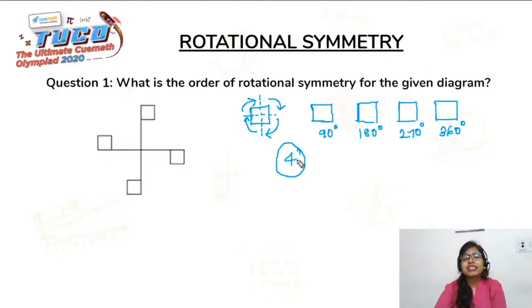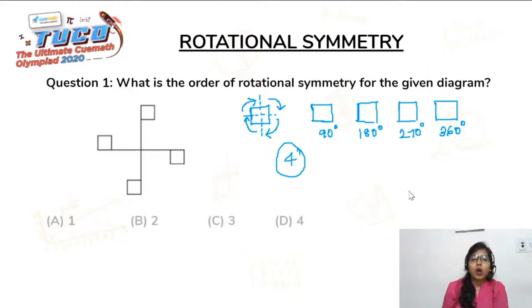Okay. A square is the simplest example to understand what rotational symmetry is in terms of getting back the same figure. But you also have a lot of shapes which do not give you back the same figure when you rotate it, maybe once or twice. At maybe 90 and 270 it doesn't give. At 180 and 360 it does give. So we are also going to do such kind of questions. Now let's see here. What is the order of rotational symmetry for the given diagram? Now, let me quickly put down the options here.